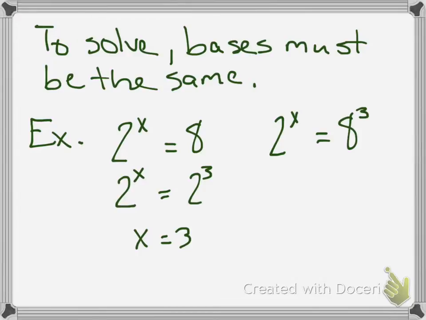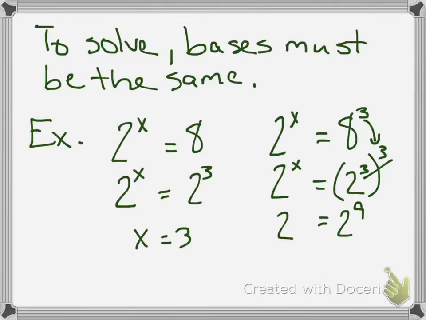Now, let's try one that's a little bit more involved. Same idea, but now notice how I put 8 cubed. Well, then that means that I'm going to convert 8 to 2 cubed, but there's still that 3 exponent right there. And what do you do when you have parentheses between the exponents? You multiply. So now I'm saying 2 to the x power is 2 to the ninth, and so x equals 9.